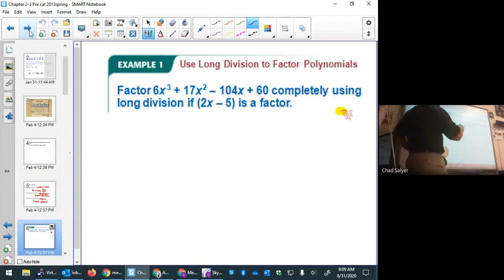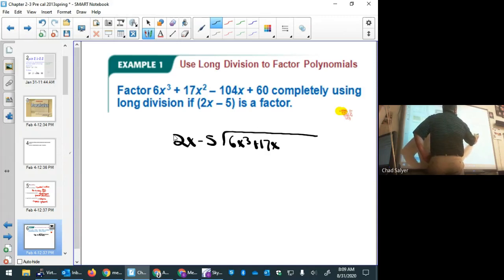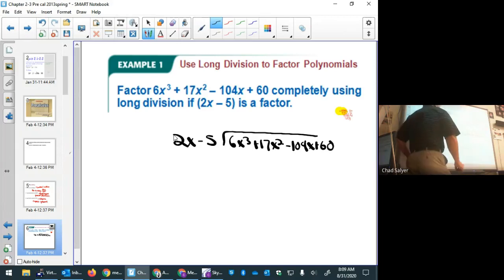But you remember this from second grade, right? You put the divisor outside the house, and then the dividend inside the house. And then the quotient will be up here. The remainder will be down here when we're finished.